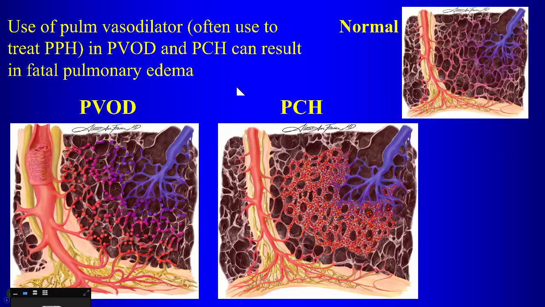Why is it important to suggest this diagnosis if you think this might be the case? Because usually patients with pulmonary hypertension, especially idiopathic pulmonary hypertension, can be treated with vasodilators. But these particular diseases are contraindications to vasodilators, and giving these patients vasodilators can result in fatal pulmonary edema. So if you're thinking about this, you want to make sure you mention it, because they don't want to put these patients on vasodilators.